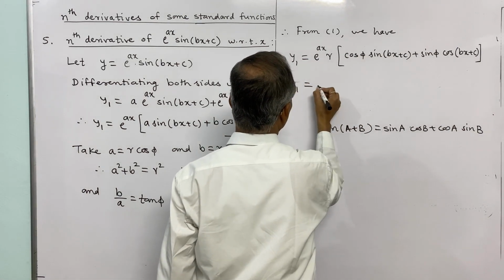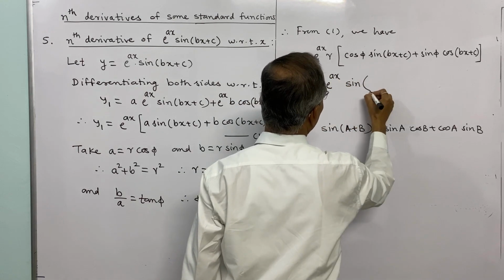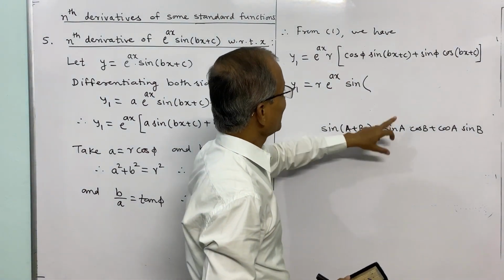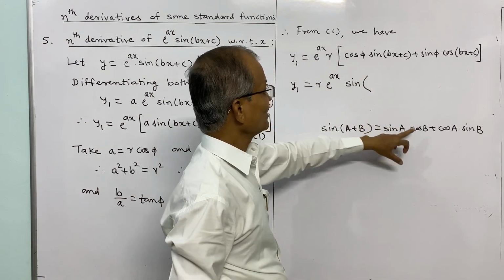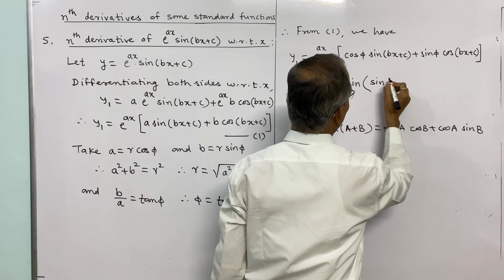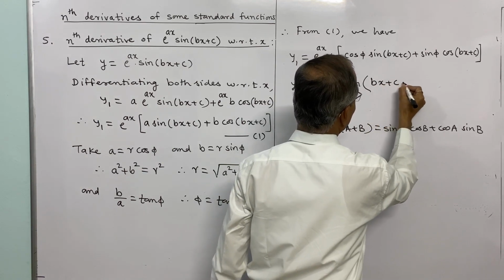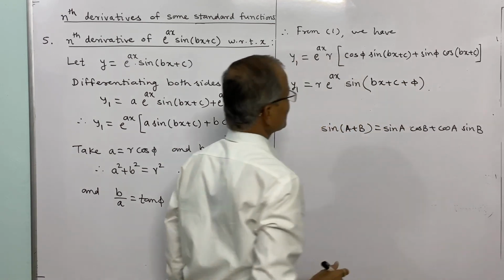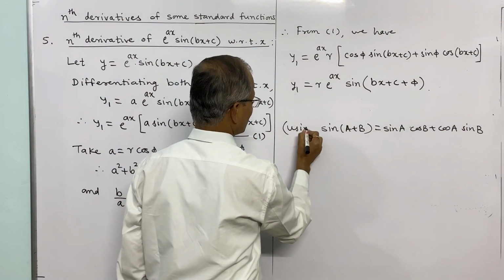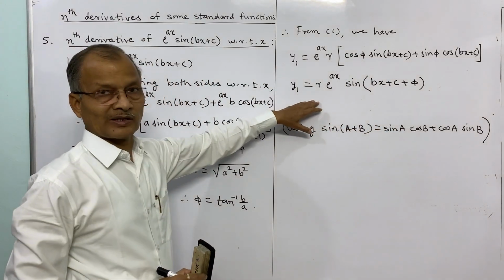So y1 is equal to r e to the power ax sin of the sum of these two, bx plus c and phi, a plus b. A is bx plus c and b is phi. So that is sin of bx plus c plus phi. This is what we have obtained on the right side using this formula. Now this is the first derivative we have obtained.